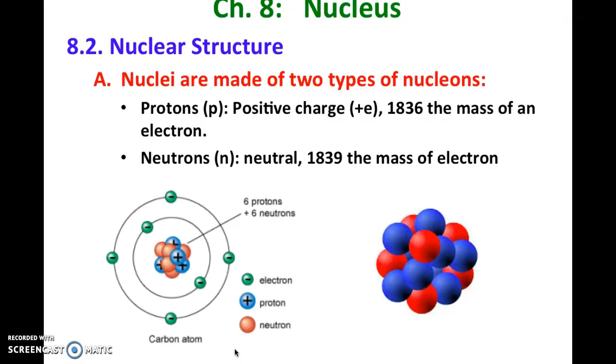A nucleus is made of two types of particles, protons and neutrons. A proton has charge positive e and mass 1836 times that of an electron. A neutron is a neutral particle and has mass 1839 times that of an electron.